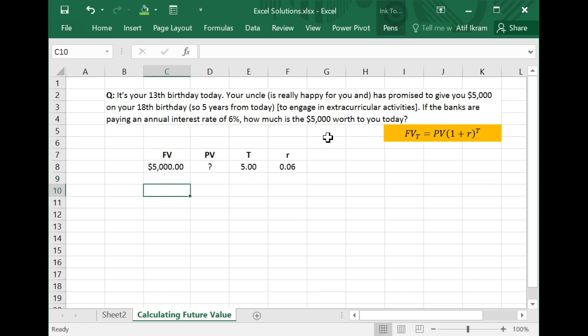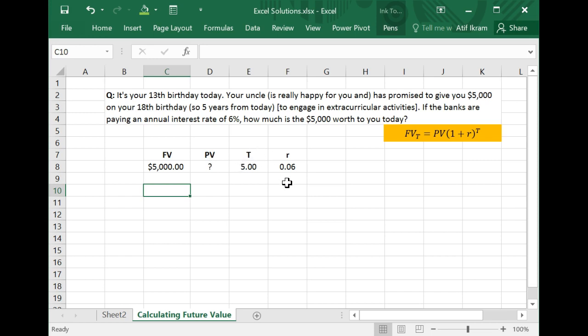Now, it is not necessary for you to lay out the problem like this, where you're separately showing the future value, or T or R. But it's usually helpful for starters to do this so that you can appreciate what formula needs to be used to tackle the problem, what the known inputs are, and what it is that you need to find out. So it helps you frame the problem.